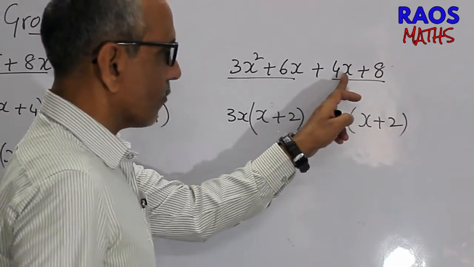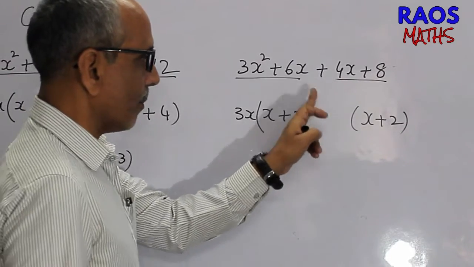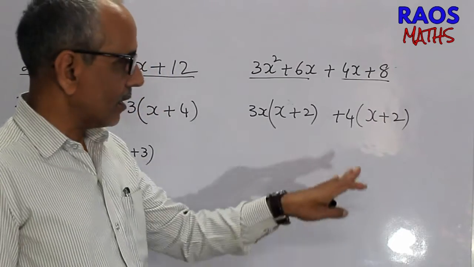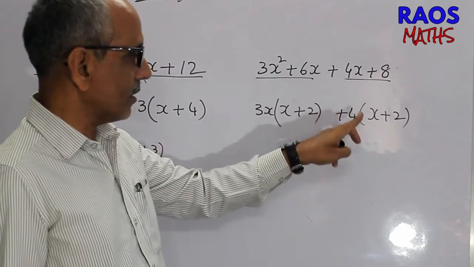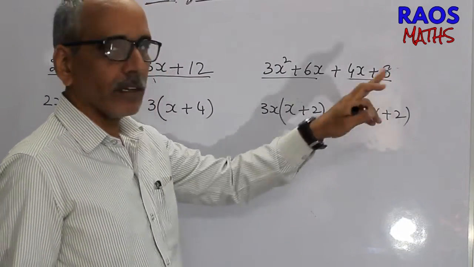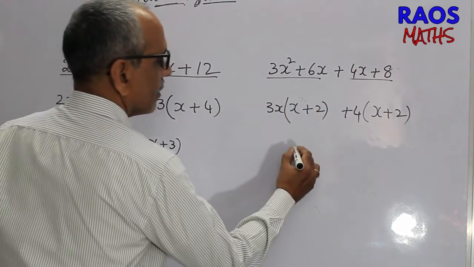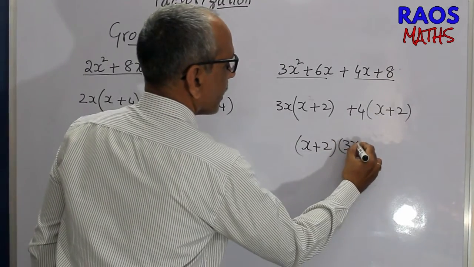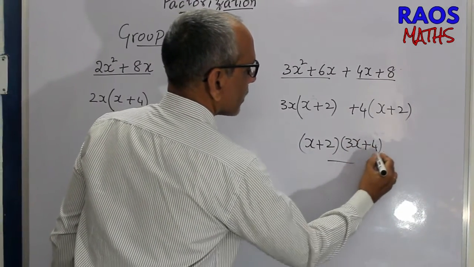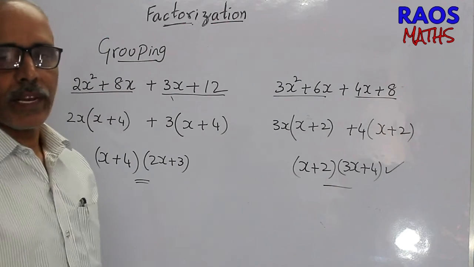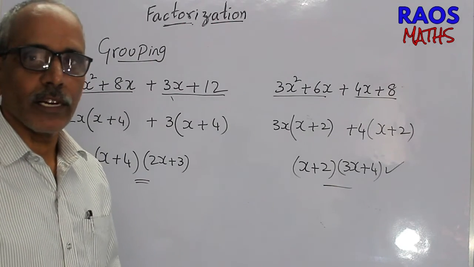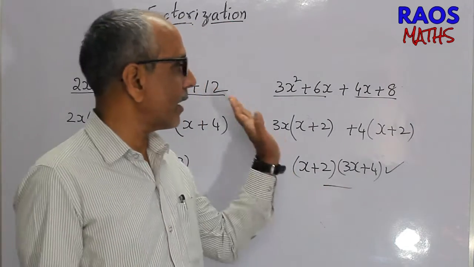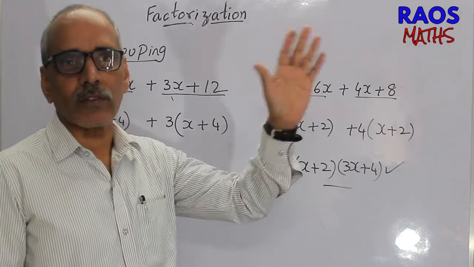If we take x out of the 4x, what comes out? Plus 4. Clear. If you have doubt, recheck by multiplying. 4x into x, 4x square, 4 into 2, 8. Clear. Now the common factor, x plus 2 of 3x plus 4, is factorized. So grouping is also simple, but you have to ensure whether its partner is just beside it or not. If not, reshuffle the arrangement of the given expression in the question paper and solve.